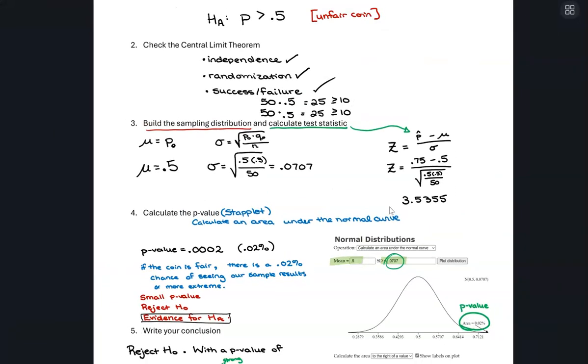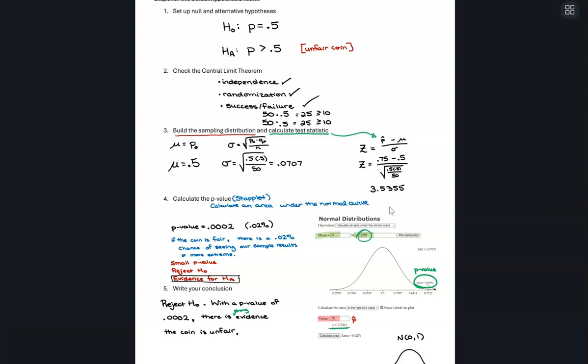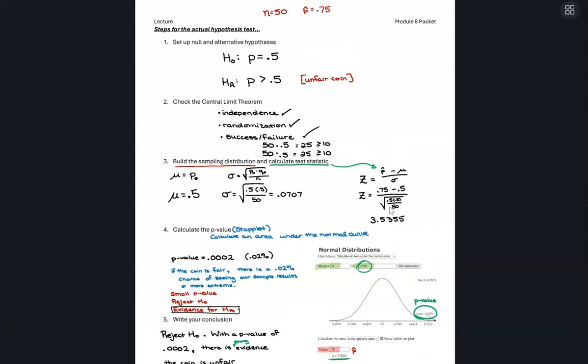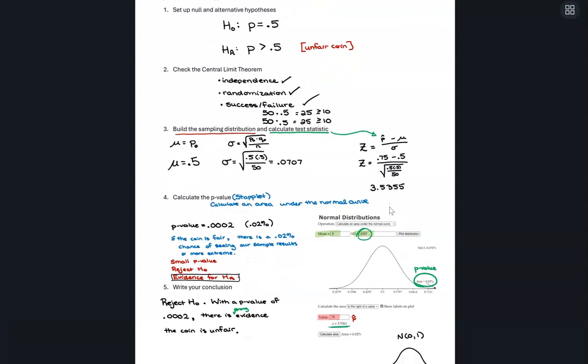But that right there is a full hypothesis test from flipping a coin 50 times and seeing a proportion of 0.75, and that leading to a proof that we do have an unfair coin, and it was pretty statistically significant. In the next videos, I'm going to break down these steps even more, give you some guidelines, and then we'll look at lots of examples.